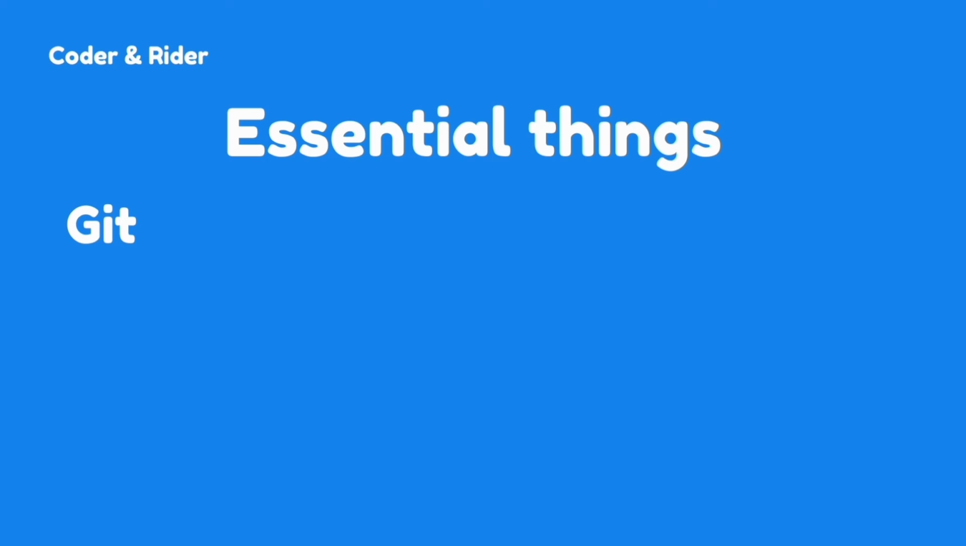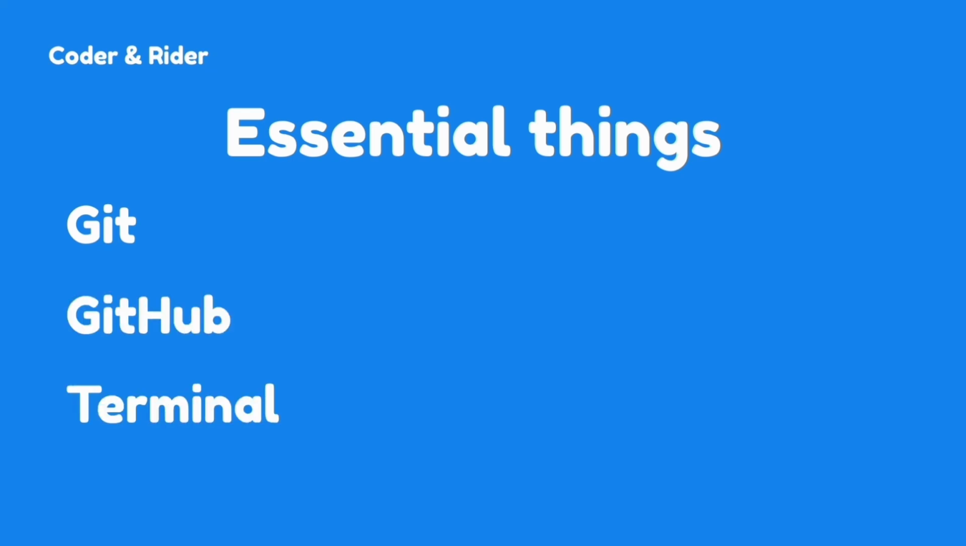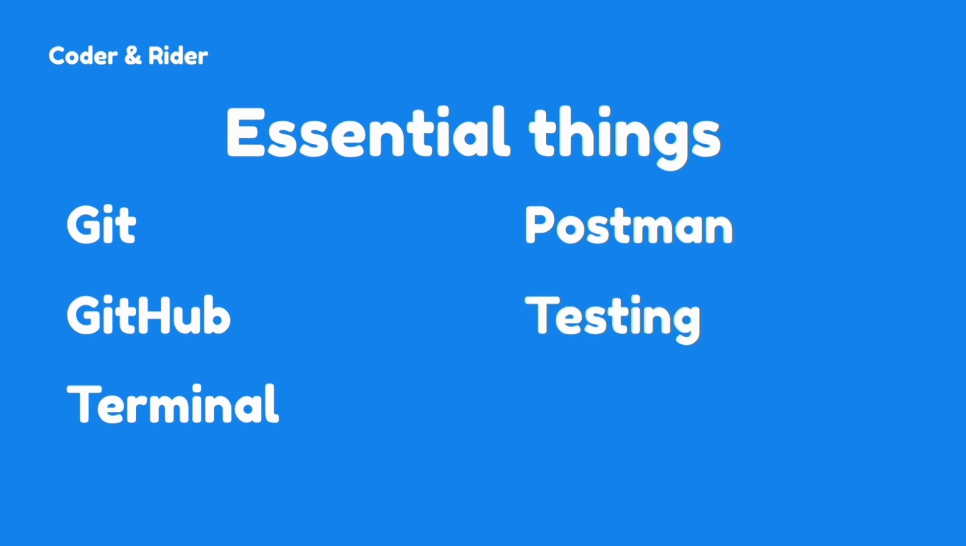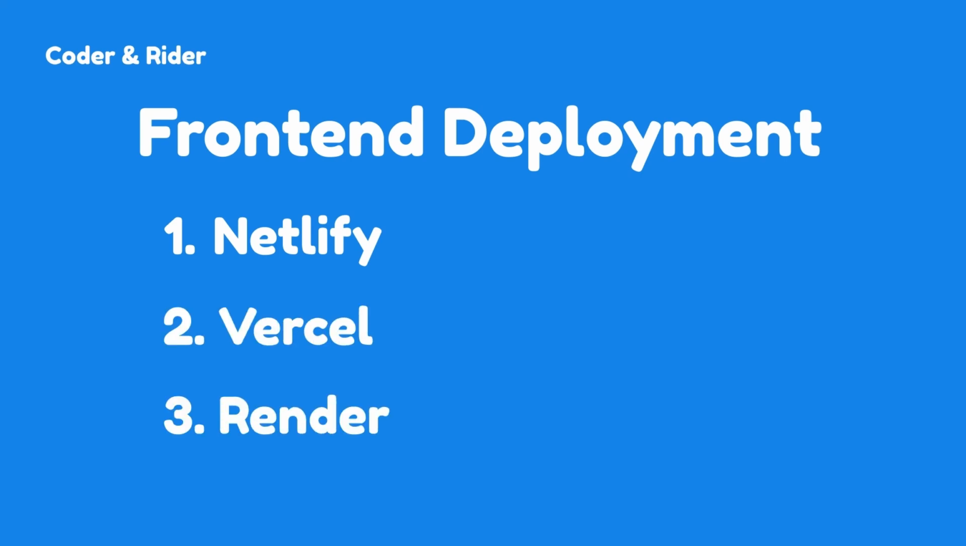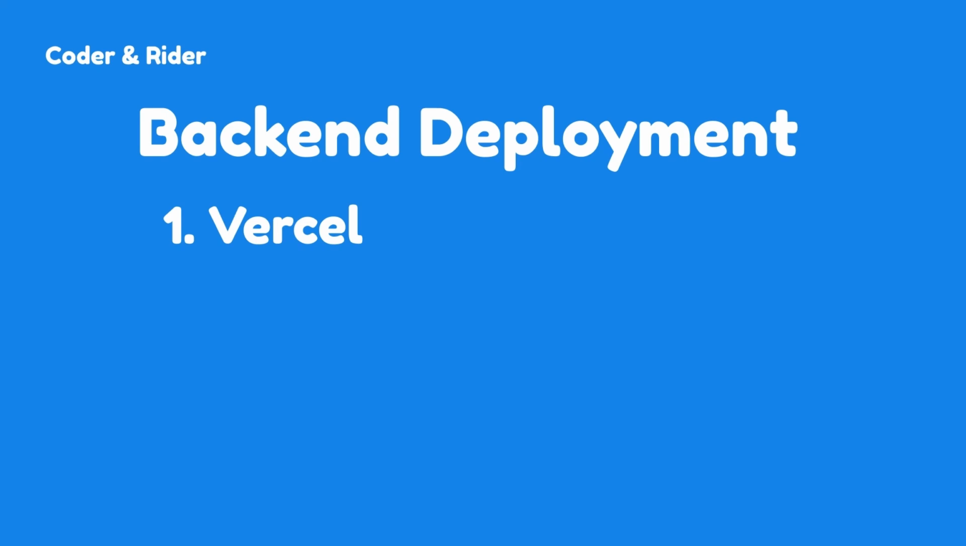Next, some essential things for a Node.js developer: Git, GitHub, Terminal, Postman, testing. Next, you need to deploy the front-end project. You can use Netlify, Vercel, Render. Next, you need to deploy the back-end project. You can use Vercel, Heroku, DigitalOcean.